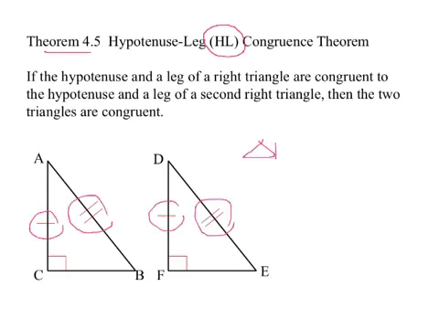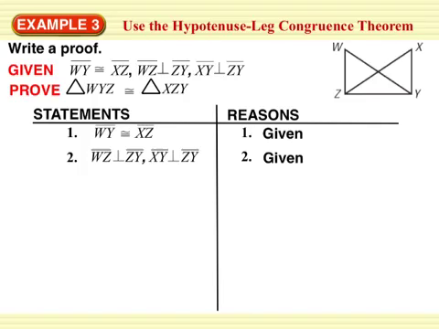So triangle ABC is congruent to triangle DEF. Given: WY, which is the big one. It's always hard to mark the big ones. WY is congruent to XZ. WZ is perpendicular to ZY. And XY is perpendicular to ZY. Prove that those two are congruent.